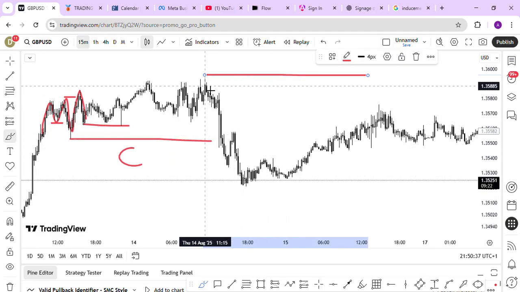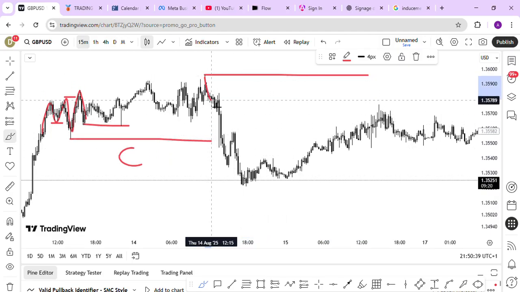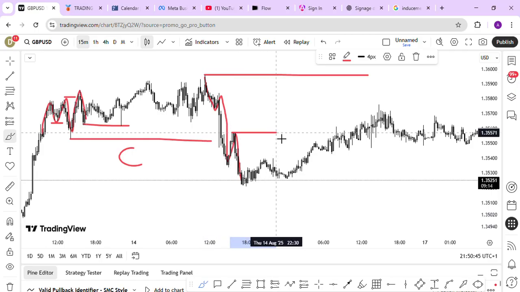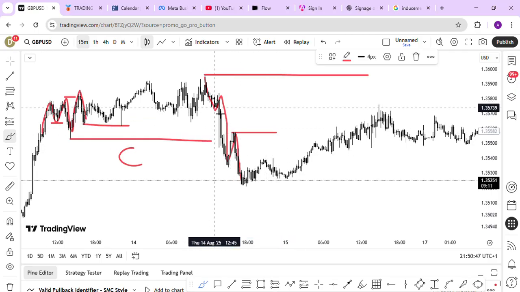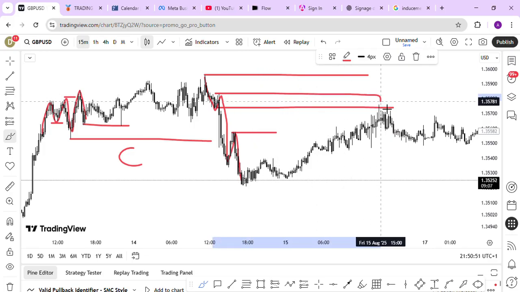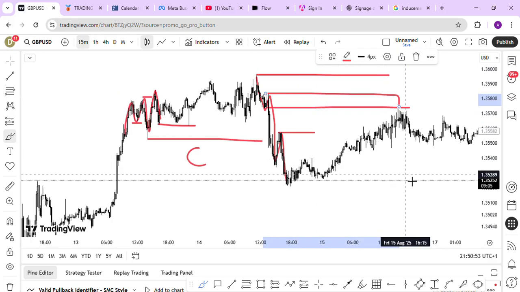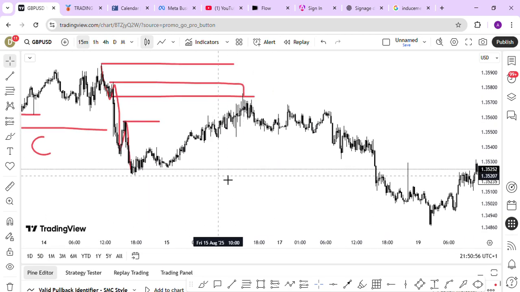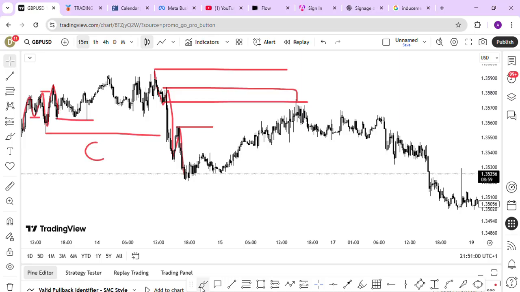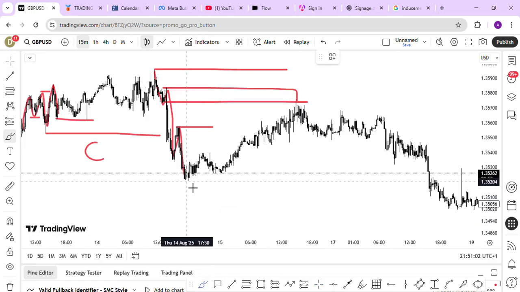So what are you going to do? You now come from this high, you look for your valid pullback like this, then you wait for the market to take out this level, then probably wait for your POI. You see how nicely the market comes down to your POI, and you see that the market just starts tanking. This is all you need to understand in the market.